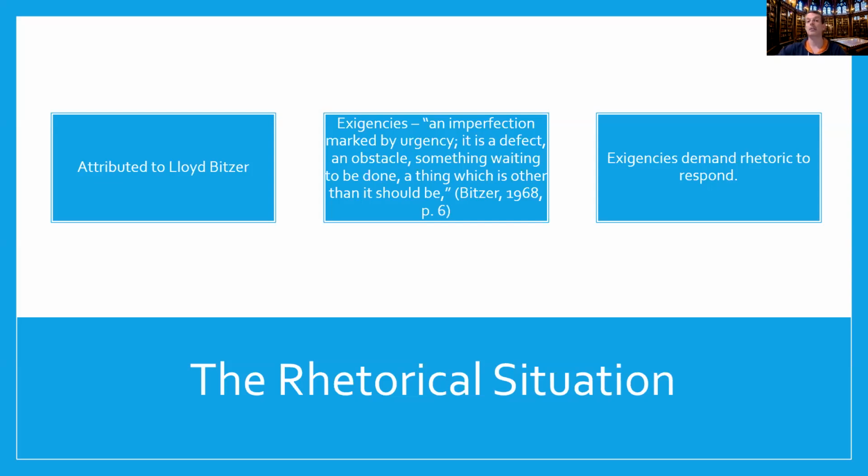Something really good happens, like people are getting married, right? So the rhetoric that is called upon is for the best man and the maid of honor at a wedding to make a toast, right? So these are exigencies, an imperfection marked by urgency. Like, wait, a wedding is an imperfection? Well, in some respects, but no. A wedding is marked by urgency. It's a situation where it's imperfect to not have that toast, and that toast is the thing waiting to be done.